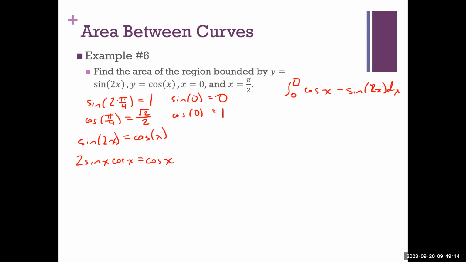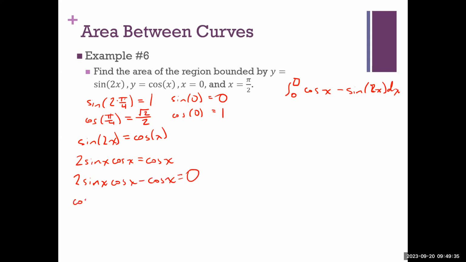We could plug in that 2 sine of x cosine x from the cosine x. That's not going to help us find where they cross. So let's do this. I'm going to subtract over the cosine, see if this factors into something a little more friendly.